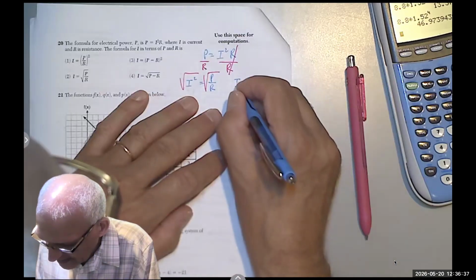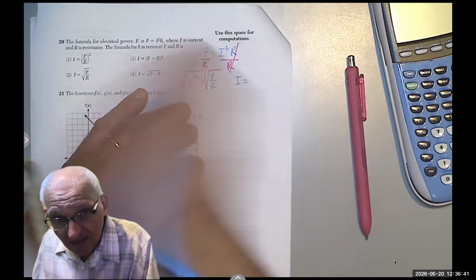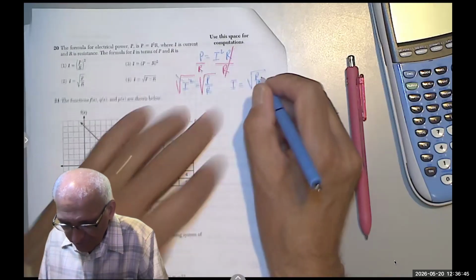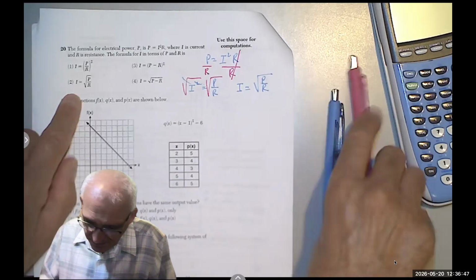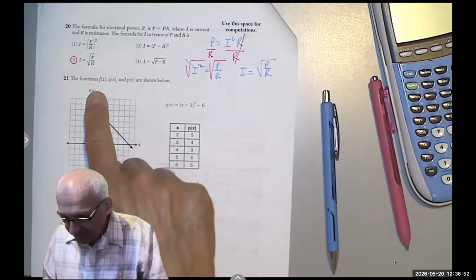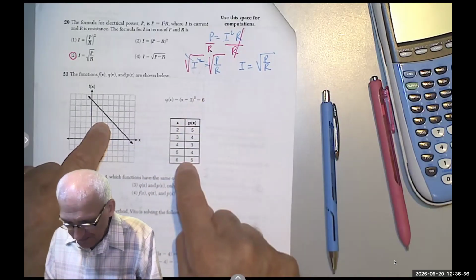So I get, the square and the square root cancel each other. They are inverse functions, and you get the square root of P over R, which is 2.